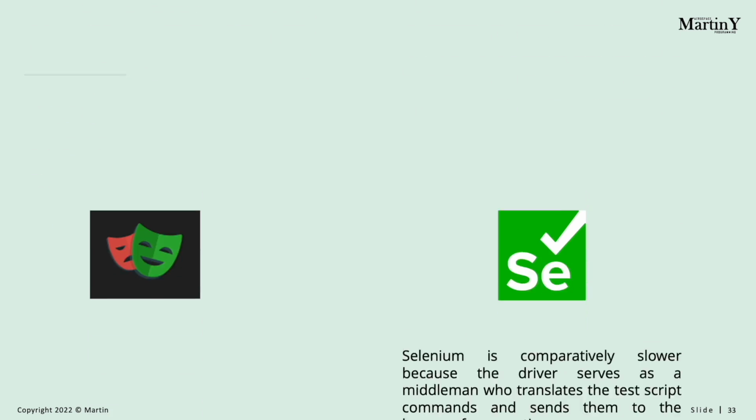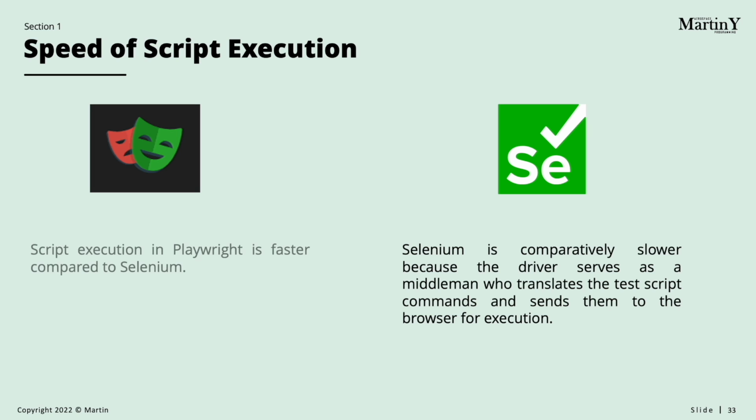And finally, let's talk about the speed of execution for each of those tools. Now, as we already mentioned, Selenium is way slower comparing to Playwright. This is because Selenium has a driver that serves as a middleman and translates the test script commands and sends them to the browser for execution. This is done with HTTP requests, making the process way slower. On the other hand, Playwright is using just a simple single socket to connect to the browser, and from there the testing becomes way more stable.